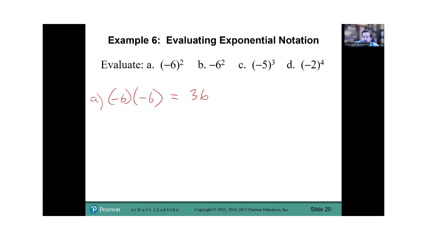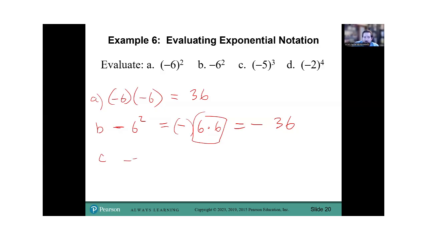Now there's a difference between A and B. B is just negative of 6 squared. That negative has nothing to do with the second power here, or the square. This means it's a negative of 6 times 6. That 2, that squared, is only acting on the 6. It's not acting on the negative because it's not in parentheses. So this is still negative in the end because it's just a negative of whatever that square is, 6 times 6, which is 36.